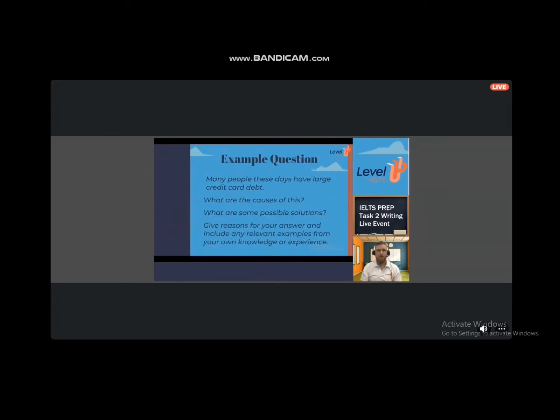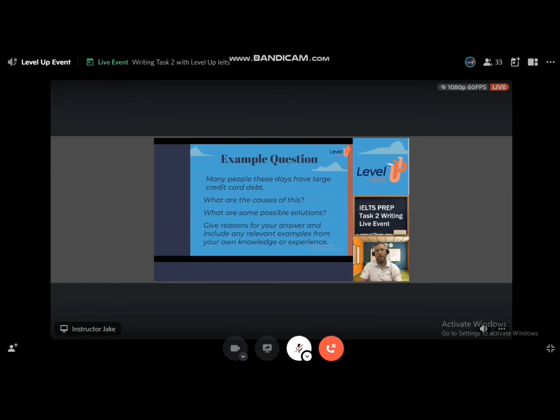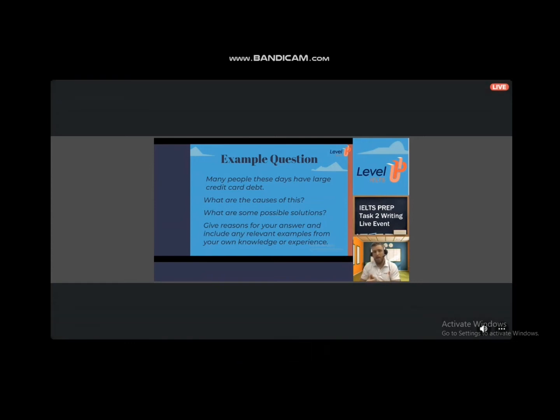So just so you guys know ahead of time, this is the example question that we're going to do today. So please read this as I go through how to brainstorm and show you our templates. And then when we get into the writing, you already have the question in your head so you can think of things as we go along. So make sure you read this.